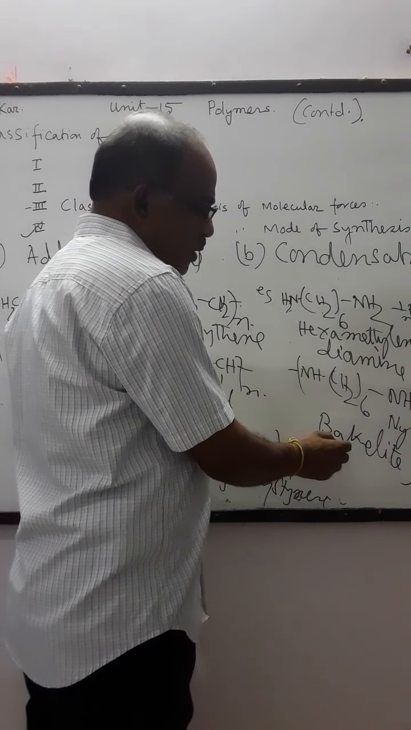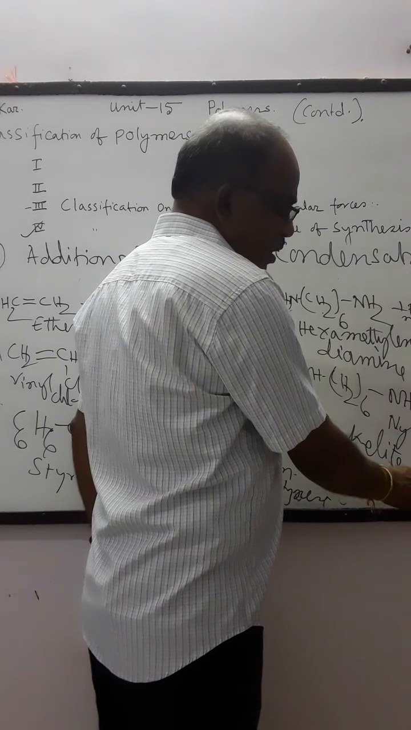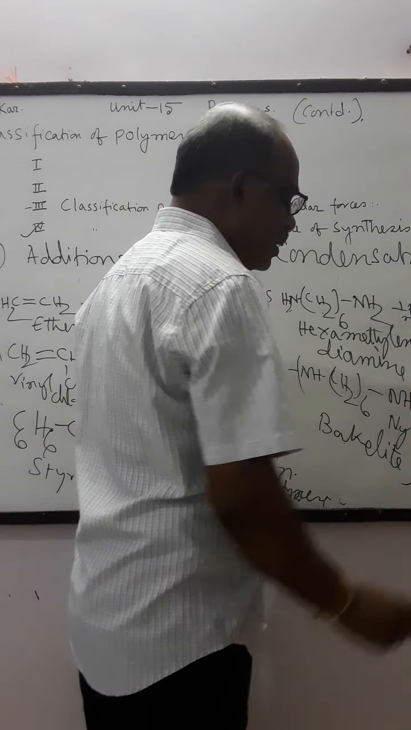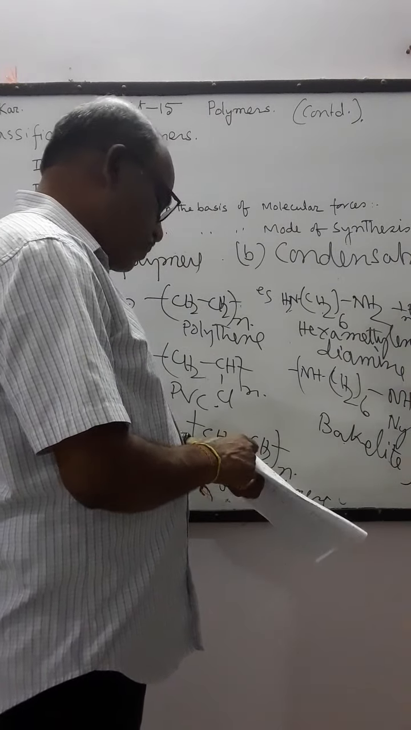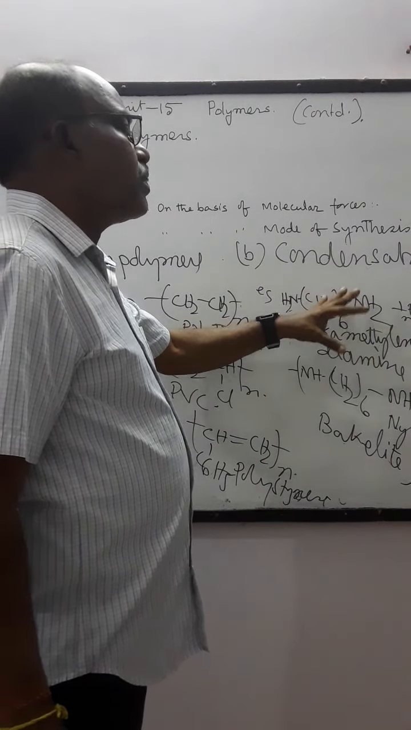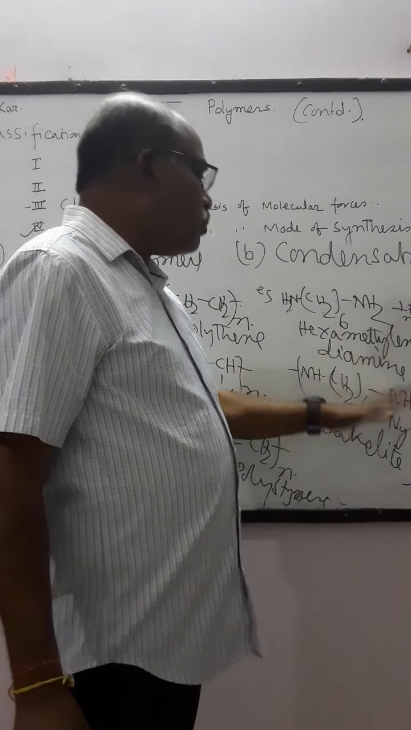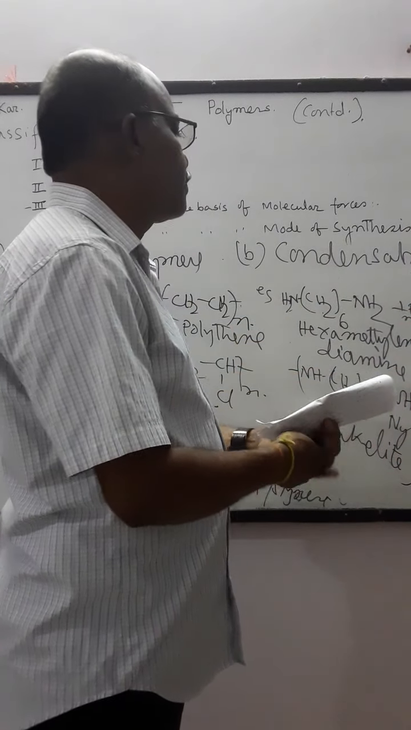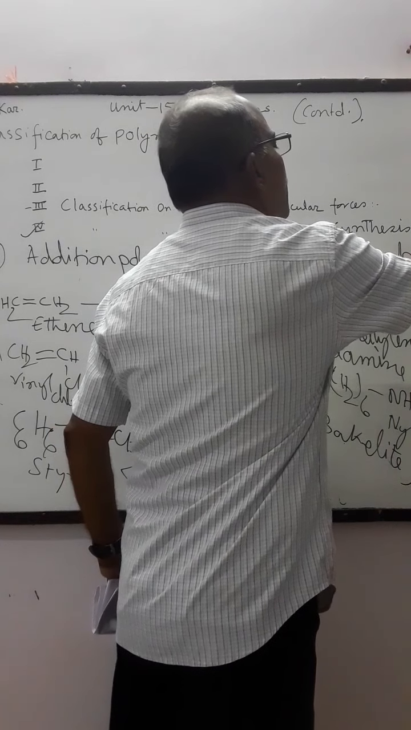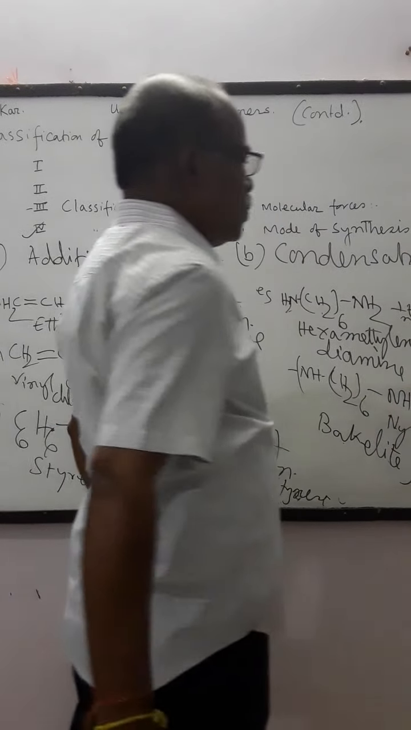So in this case, the monomeric units are phenol and formaldehyde, and in the case of Terylene, the monomeric units are ethylene glycol and terephthalic acid. For a condensation polymer, a bifunctional or trifunctional group is essential, and during the condensation reaction, small molecules like water, ammonia, HCl, alcohol, etc. are eliminated.